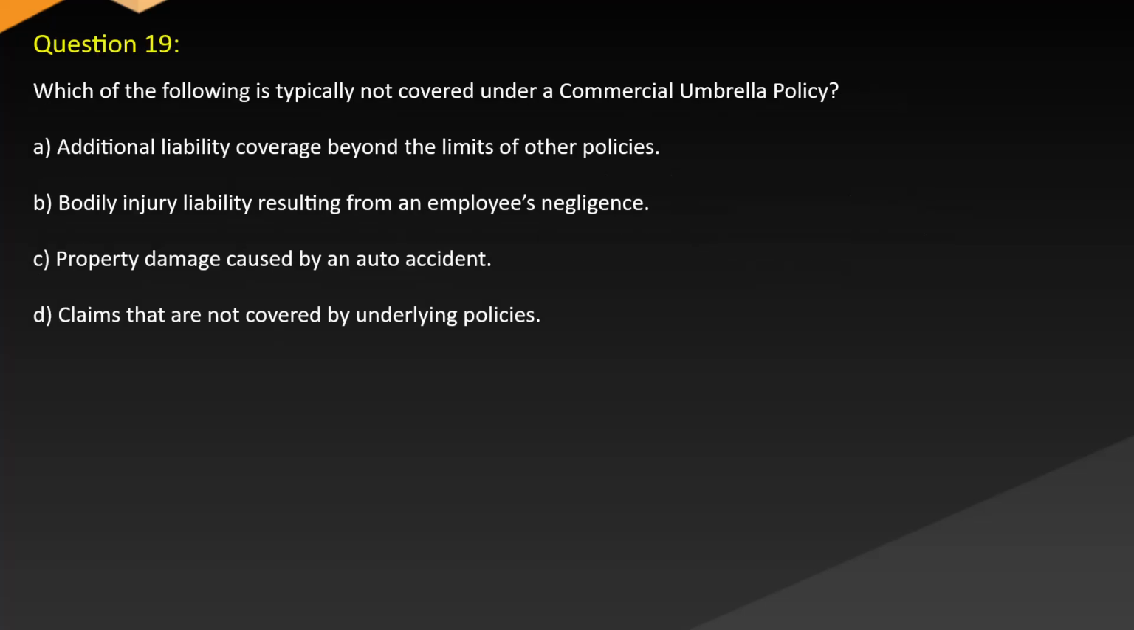Question 19. Which of the following is typically not covered under a commercial umbrella policy? A. Additional liability coverage beyond the limits of other policies. B. Bodily injury liability resulting from an employee's negligence. C. Property damage caused by an auto accident. D. Claims that are not covered by underlying policies.